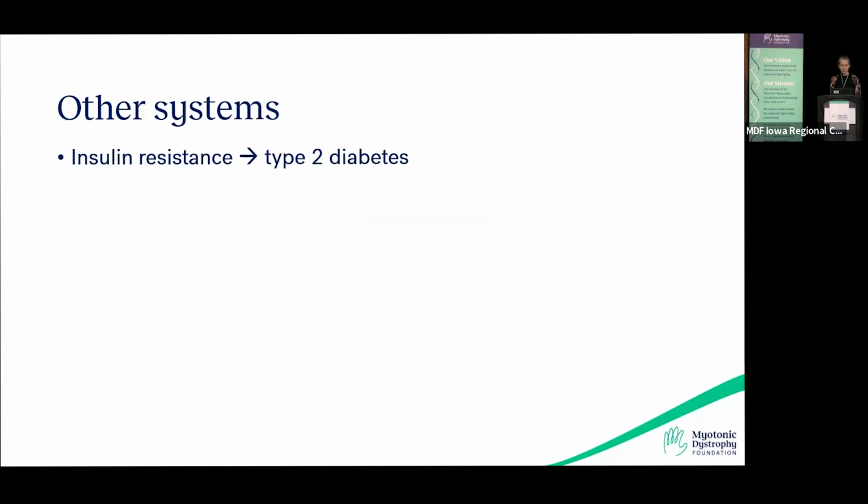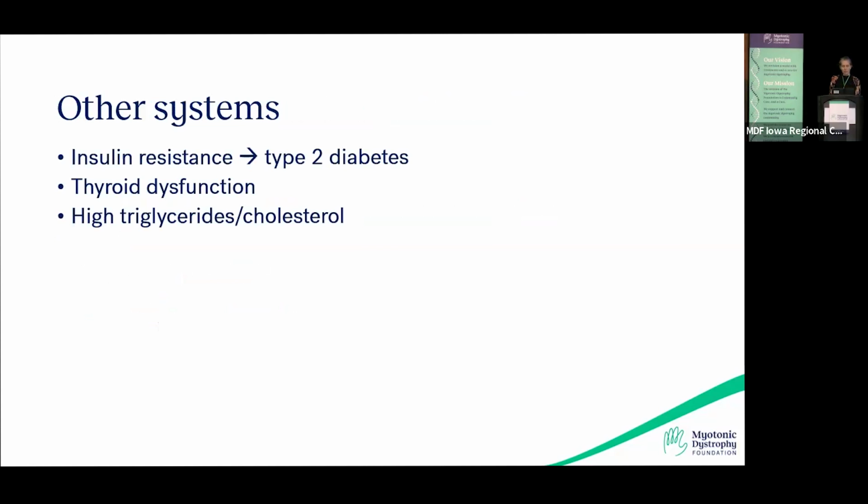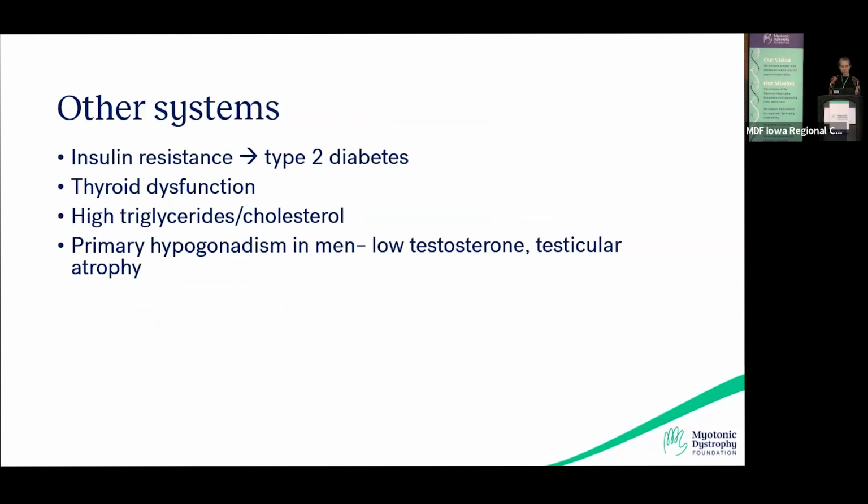Other systems that get involved: insulin resistance can result in type 2 diabetes. There can be thyroid dysfunction with hyper or hypothyroidism, high triglycerides and high cholesterol, primary hypogonadism in men, which results in low testosterone, testicular atrophy, and can lead to infertility.